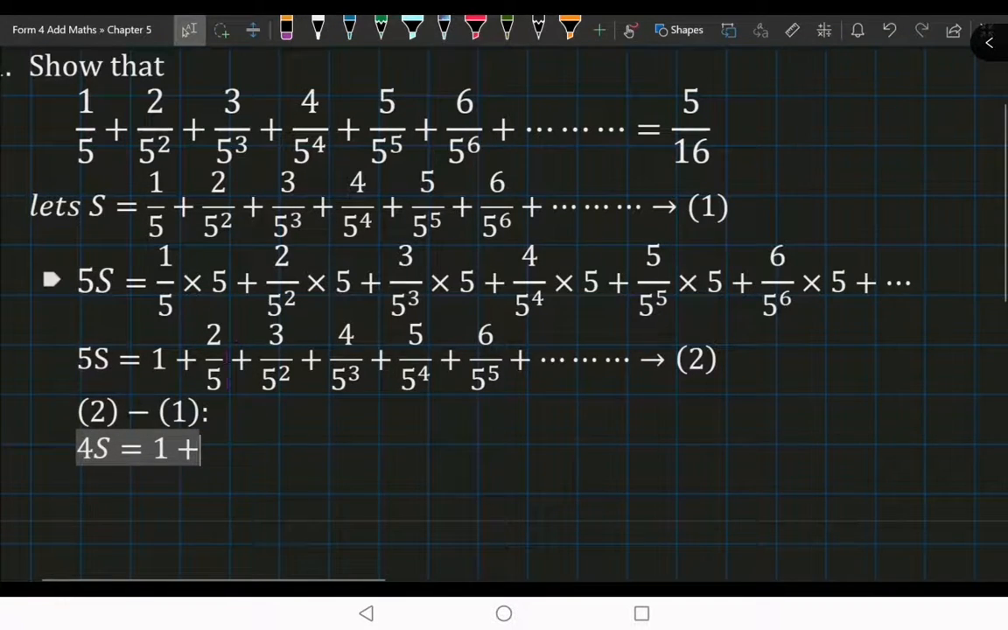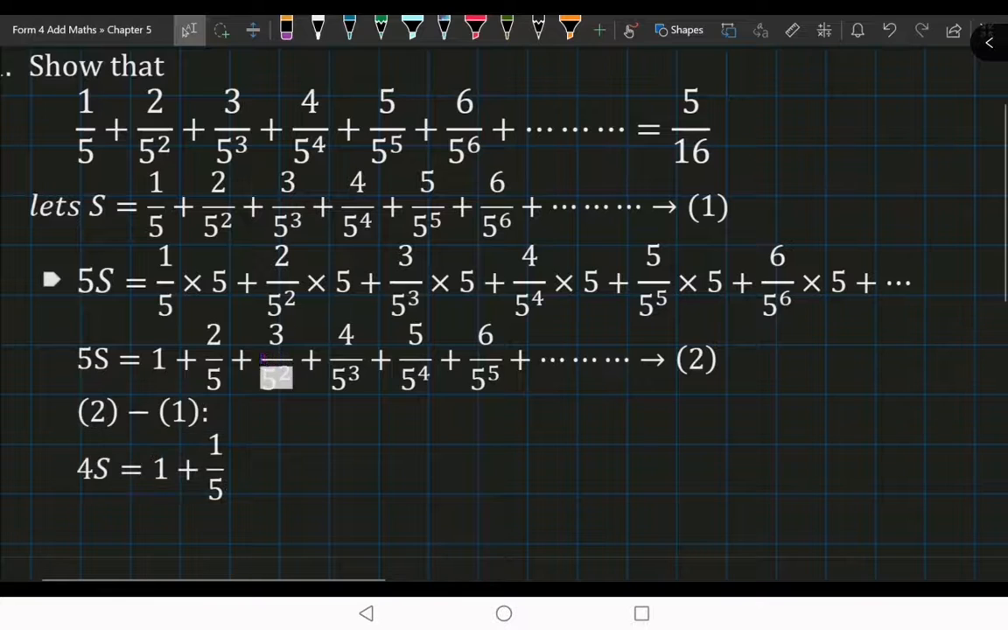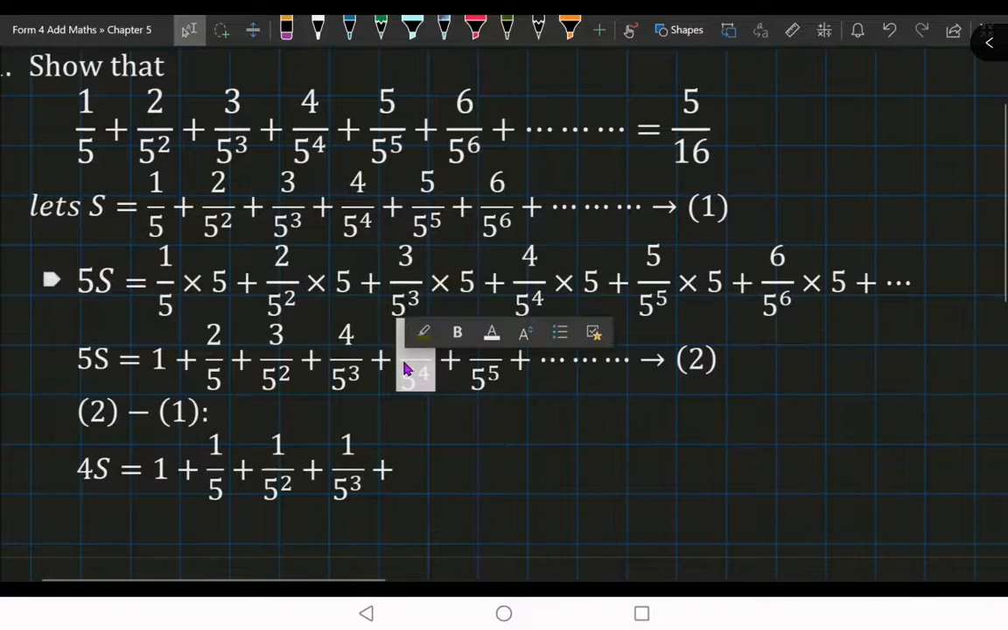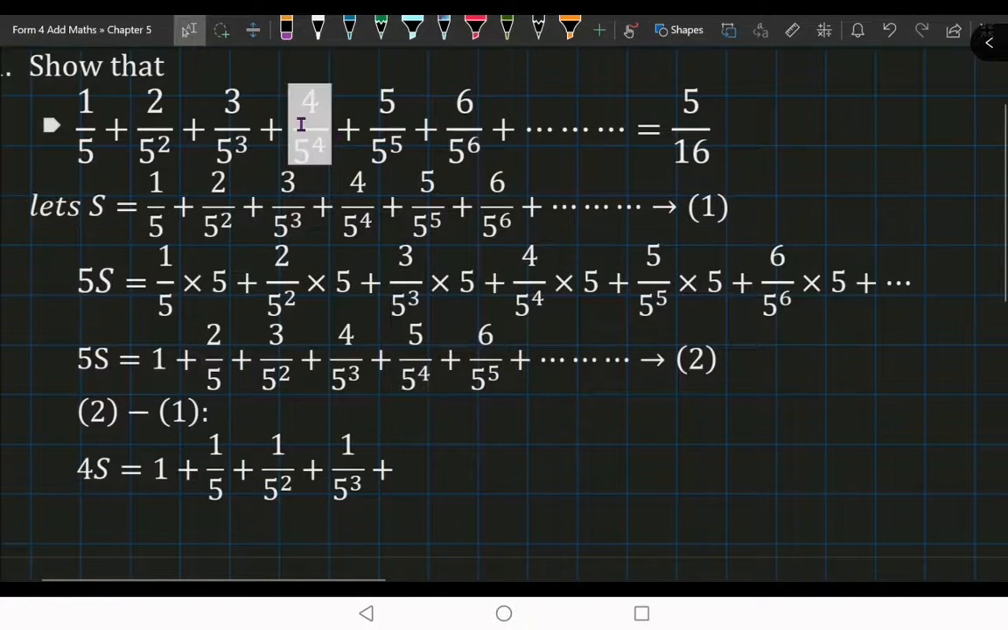The second one is 2 over 5 minus 1 over 5, we get 1 over 5. The third one is 3 over 5 squared minus 2 over 5 squared. They have a common denominator, so the denominator remains and we subtract 3 minus 2, which is 1, also over 5 squared. Next, also the same thing, we get 1 over 5 cubed. Okay, we continue to 5 over 5 to the power 4 minus 4 over 5 to the power 4.